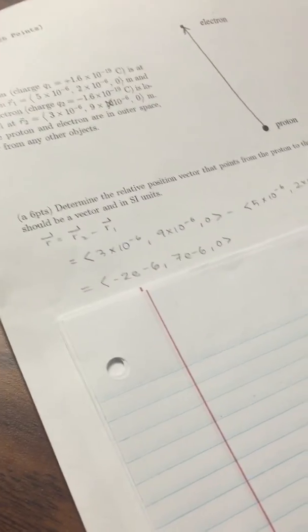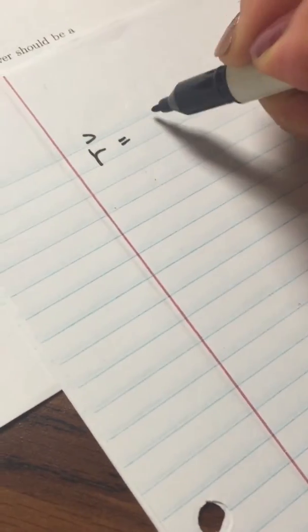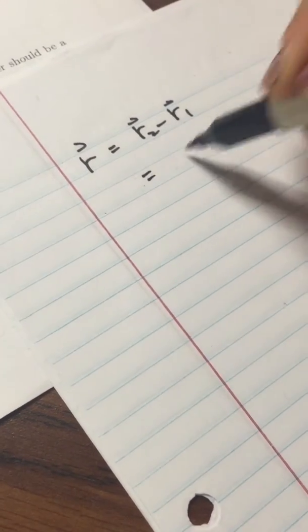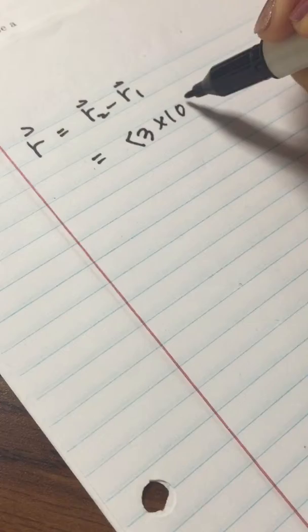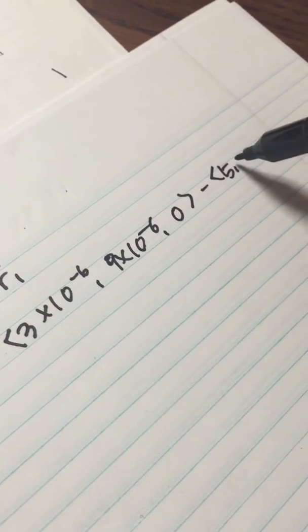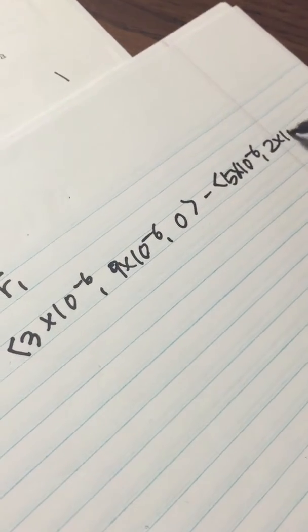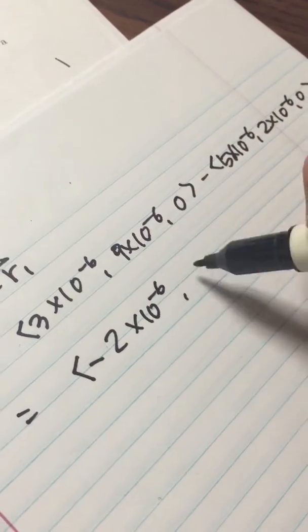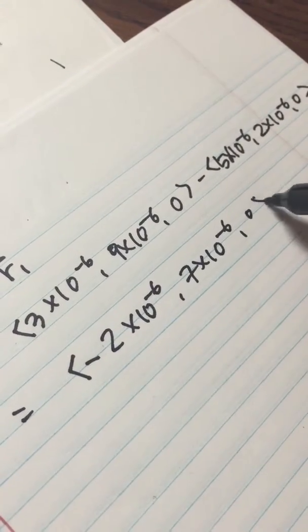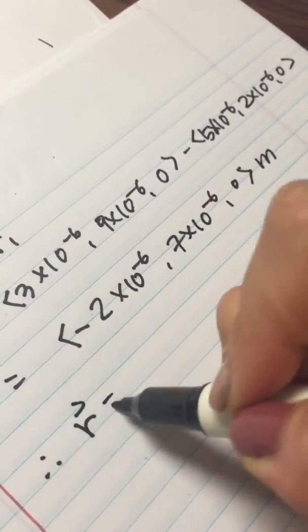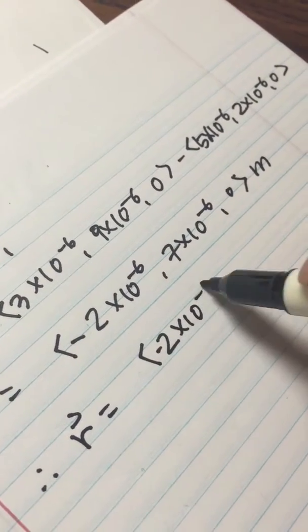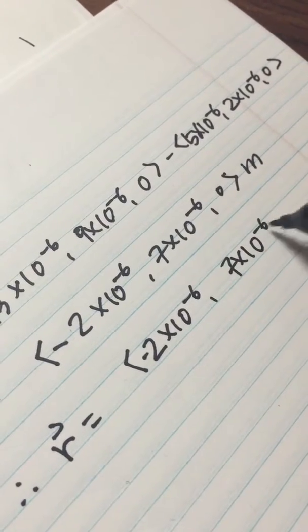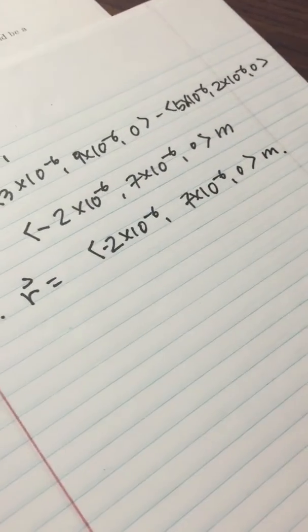So we have the R vector equals R2 minus R1 equals, so we know that, so this is the answer for number 1.